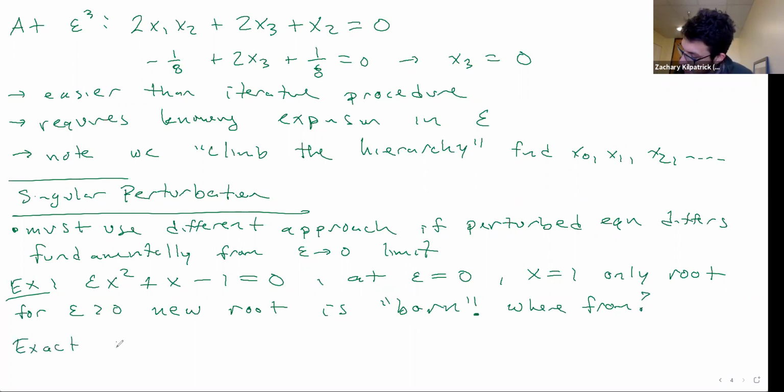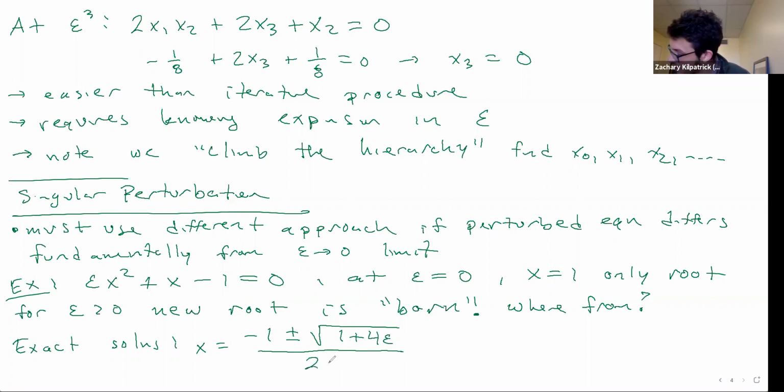Okay. So if we looked at the exact solutions, okay, we can get an answer to this. x equals -1 plus or minus the square root of 1 plus 4 epsilon, divided by 2 epsilon here, right? So you see that when epsilon is very small, the minus root here is going to involve something that's order 1 up top, but then order epsilon on the bottom. So actually, this other root is appearing from negative infinity.